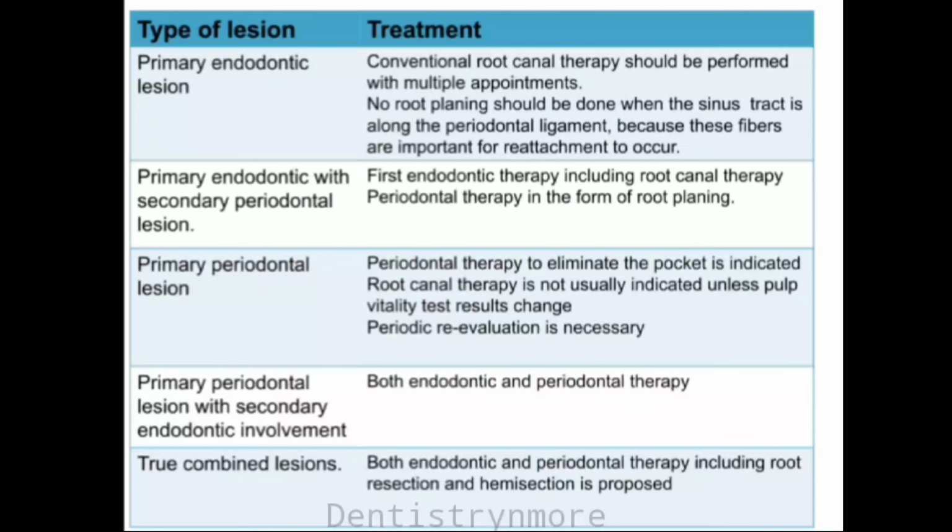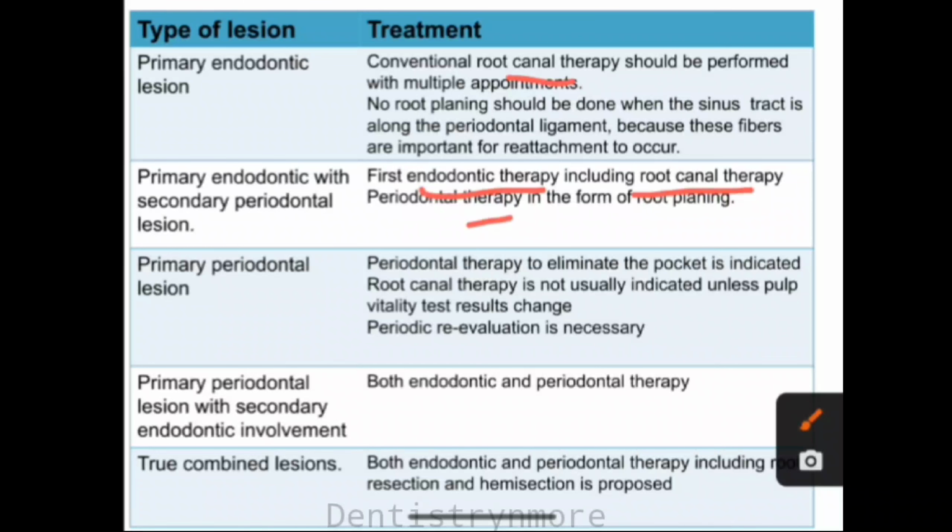And next, the type of the lesion and treatment. Now we are moving to each type. First one is primary endodontic lesion, and its treatment involves conventional root canal therapy. No root planing can be done when the sinus tract is along the periodontal ligament, because these fibers are important for reattachment to occur. Next one is primary endodontic with secondary periodontal lesion. Here first endodontic therapy is done, including the root canal treatment. After that periodontal therapy is done.